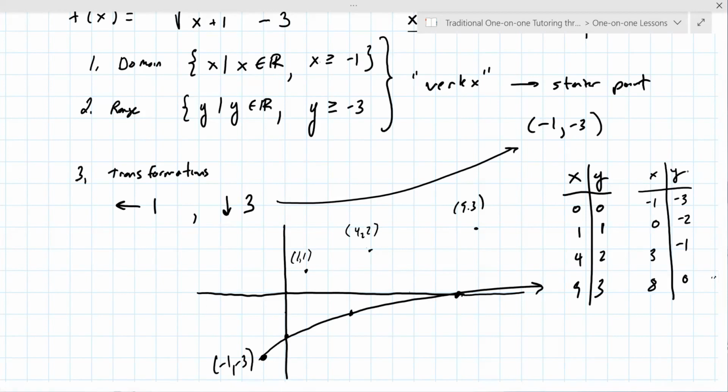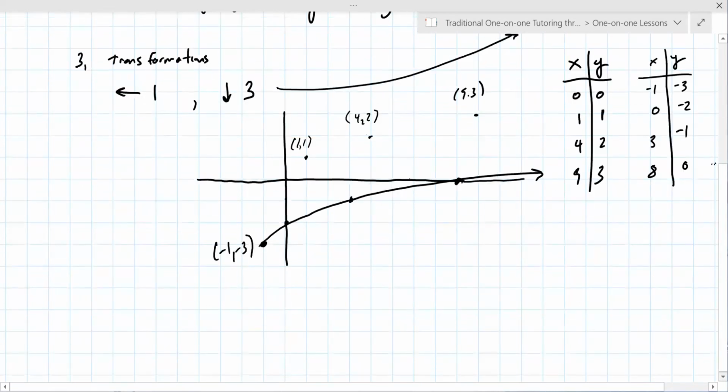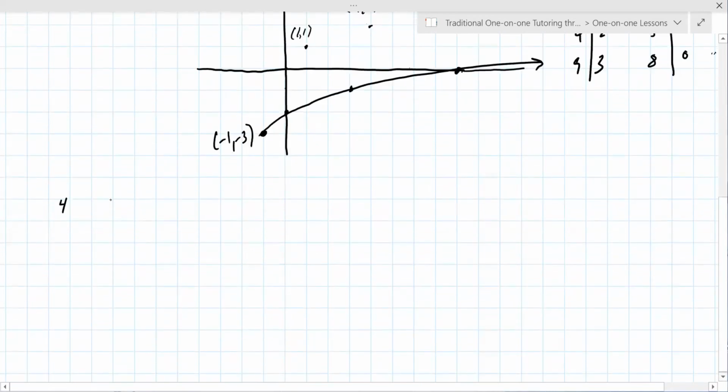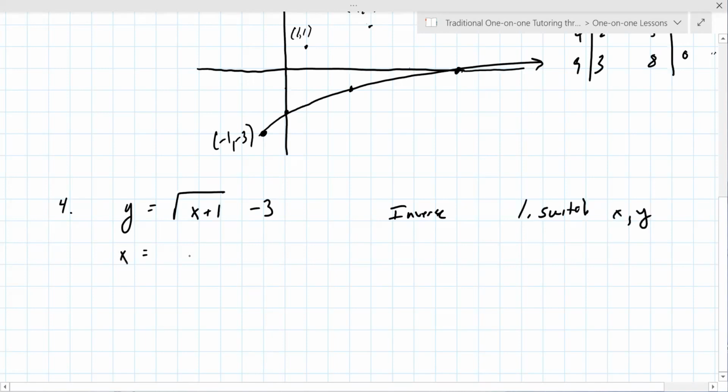All right. So now I'm trying to find the 6 parts here. I think part 4 would be to determine the inverse function. The original function was y equals square root of x plus 1 minus 3. To determine the inverse, it's a recipe. You first switch x and y. So x equals the square root of y plus 1 minus 3.